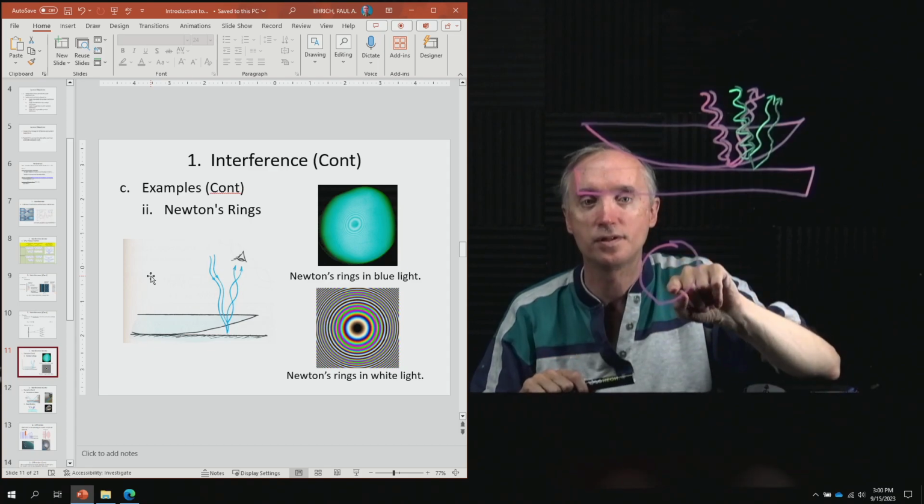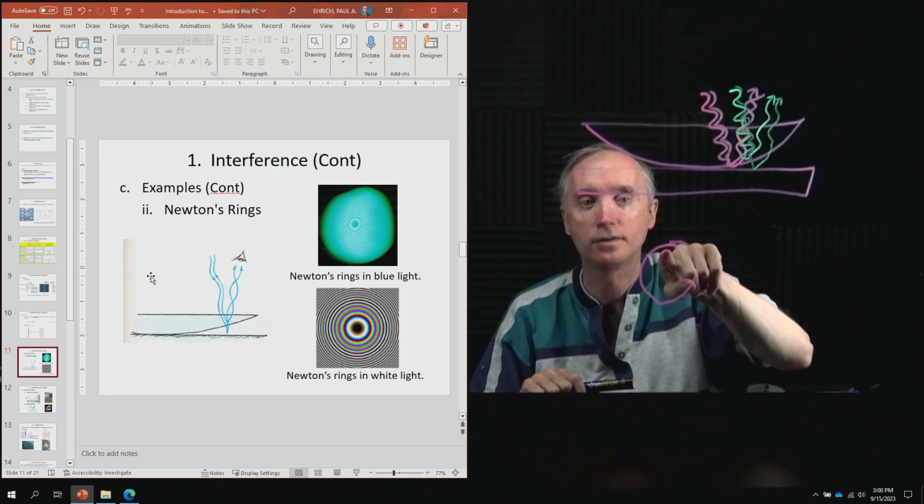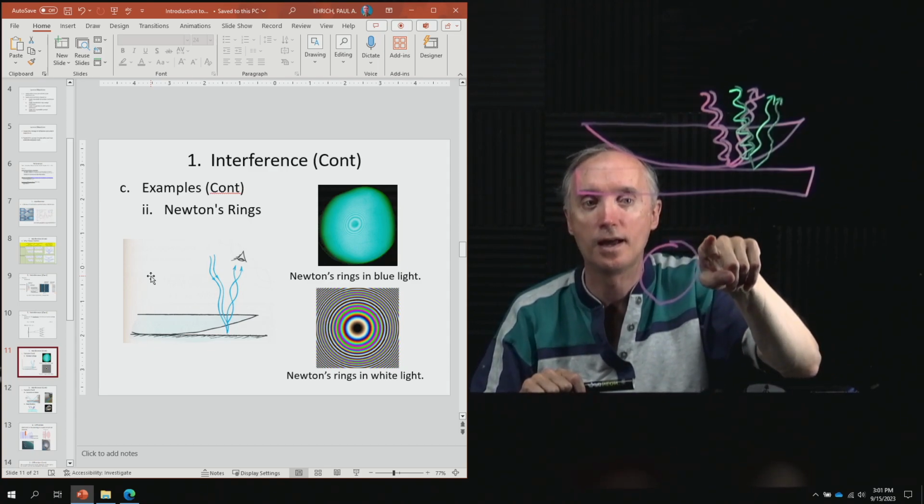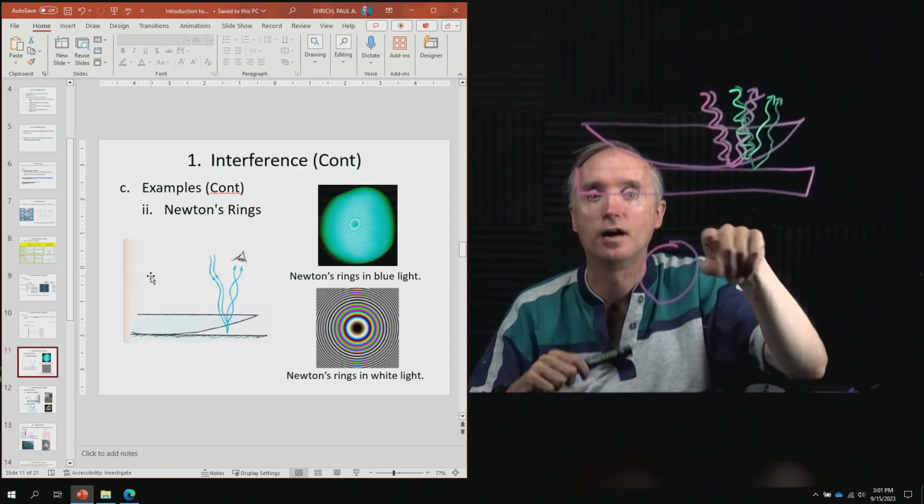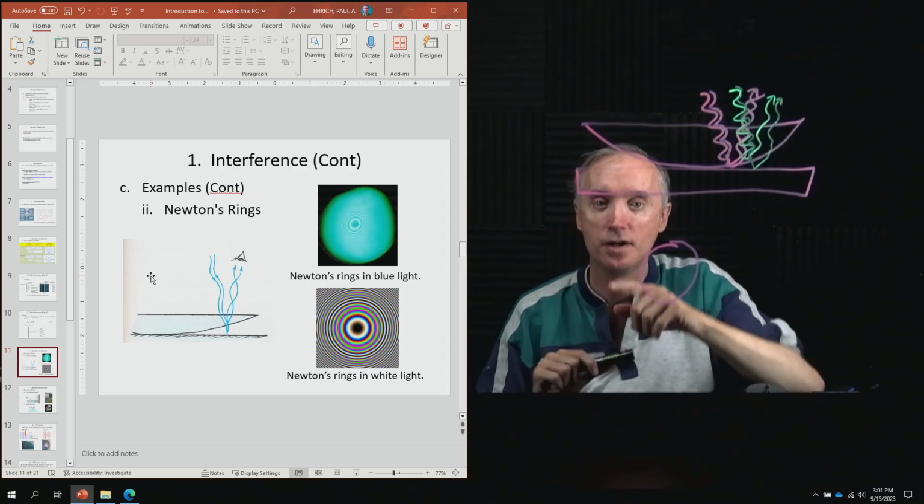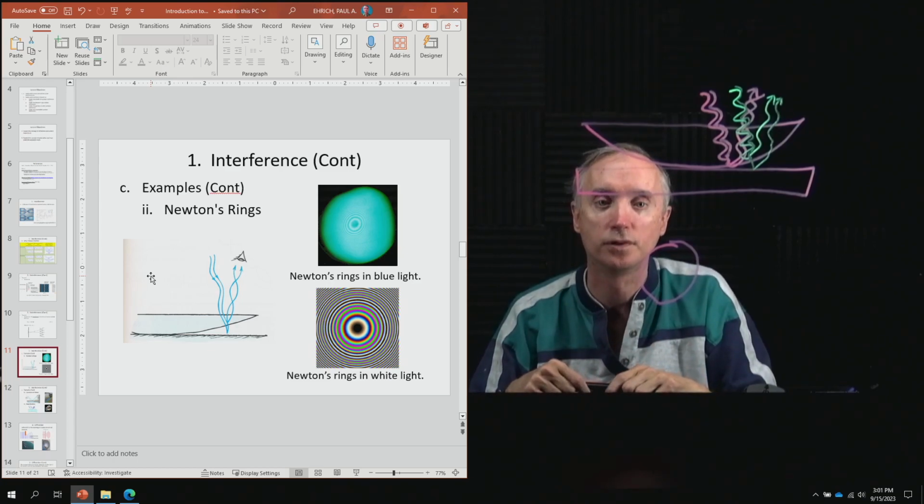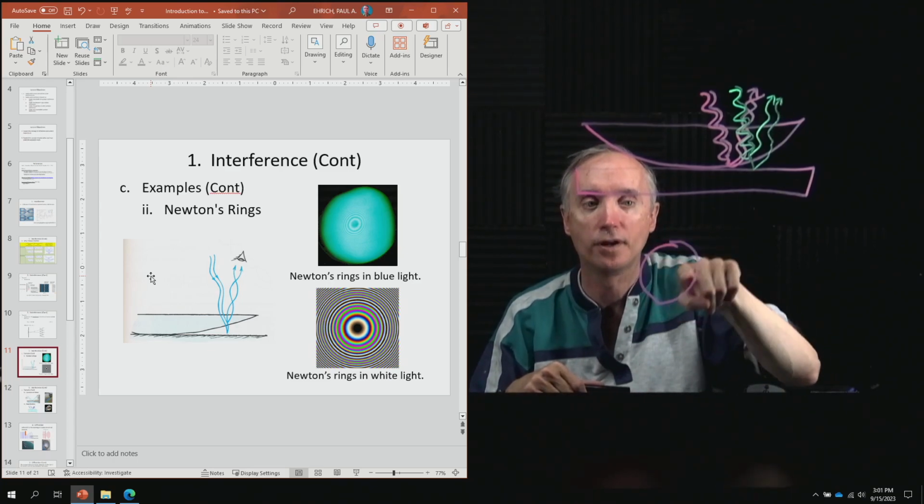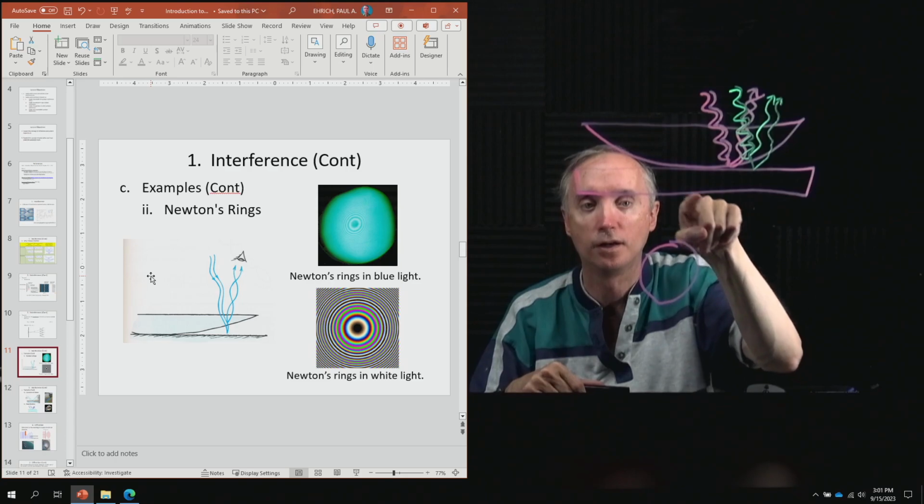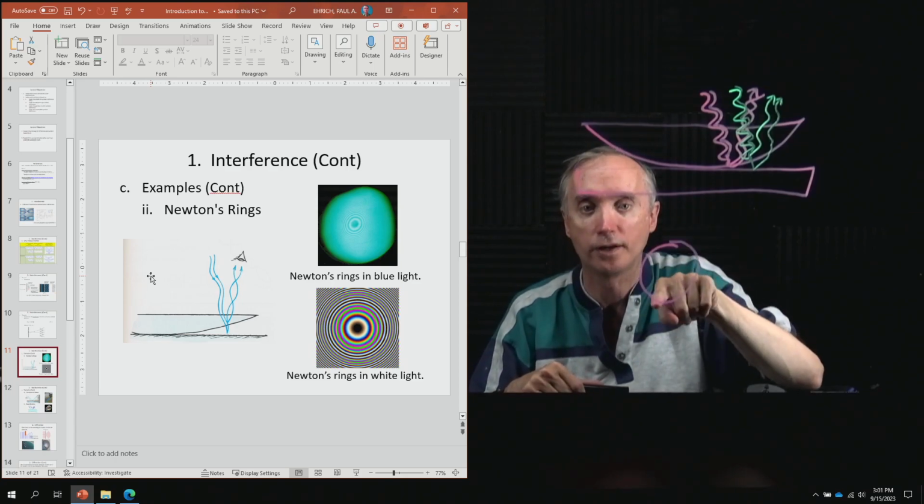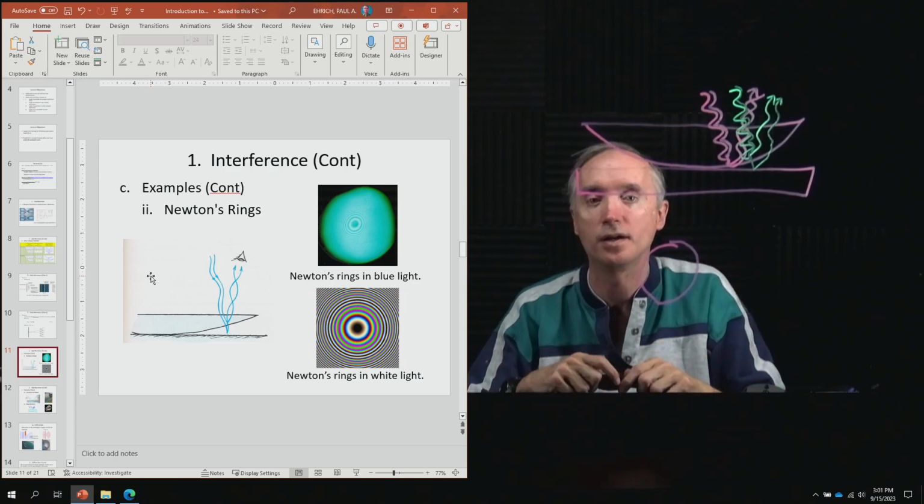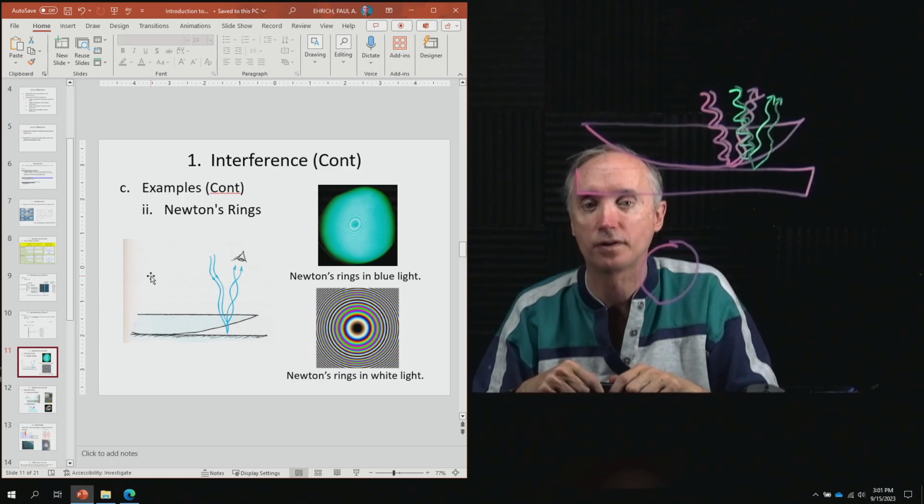And so what you're going to see is black, bright, of whatever color it is. So this one looks like it's blue. So you're going to see a black ring, a blue ring, a black ring, a blue ring, and so that's areas where it's constructive and then destructive.